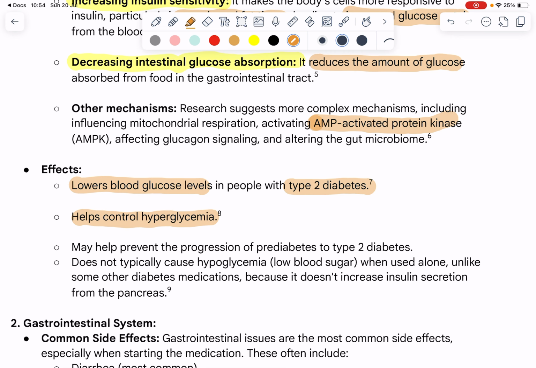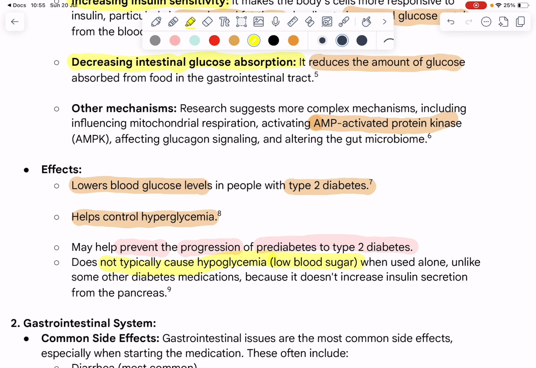You should understand this also: it prevents the progression of pre-diabetes to type 2 diabetes. And one must remember that it does not typically cause hypoglycemia, that is low blood sugar, when used alone, unlike the other group of drugs.